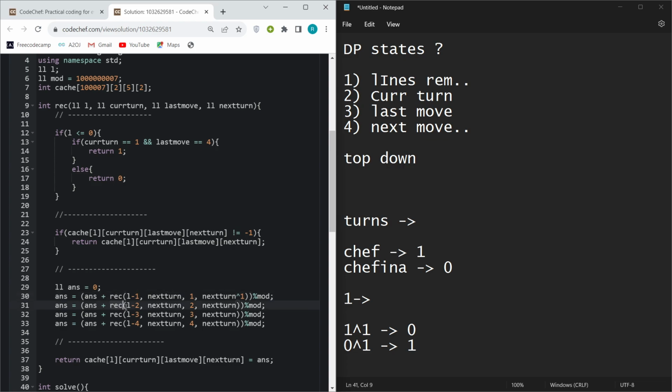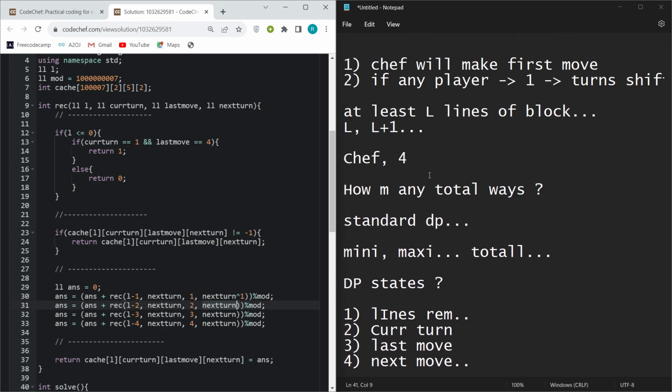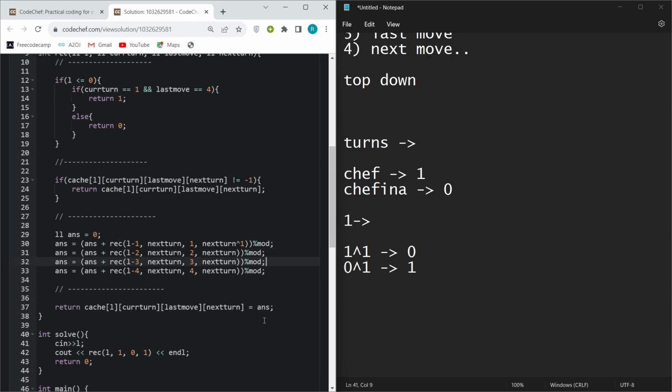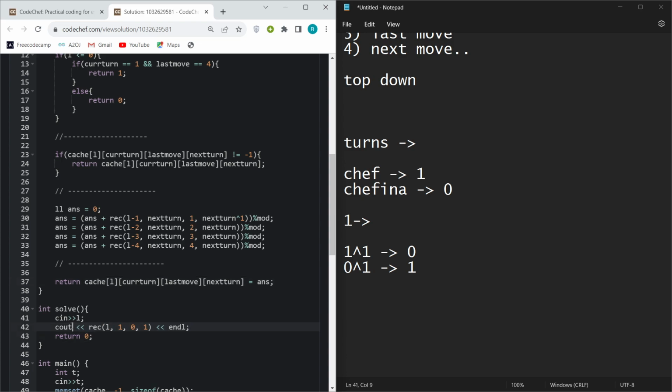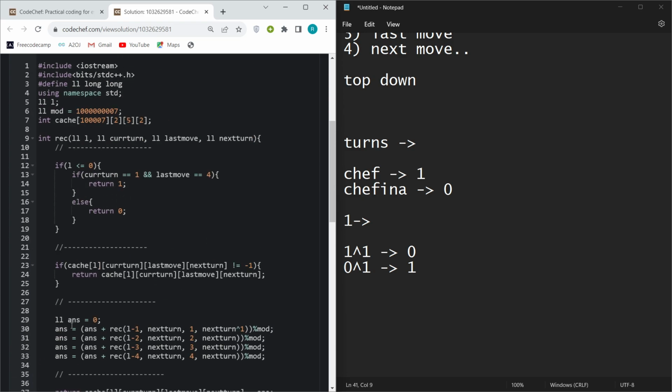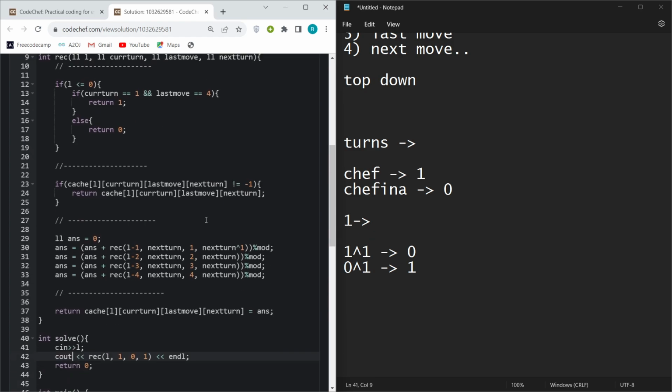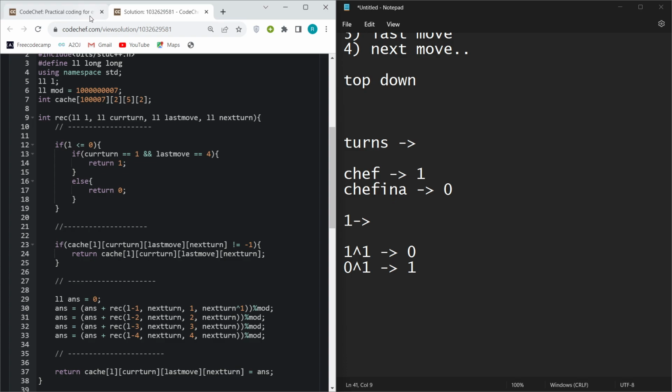So that was pretty much for when you choose to clear one line of blocks. To clear two lines of blocks, just do L minus 2, next turn, and the last move will be 2. You don't need to modify the next turn, because you need to do that only when my last move was 1. Just store your answer in the cache, and at the end just return it. Hopefully you understood everything. Very standard DP problem. If you have any doubts, just post them in the comment section. And thank you.